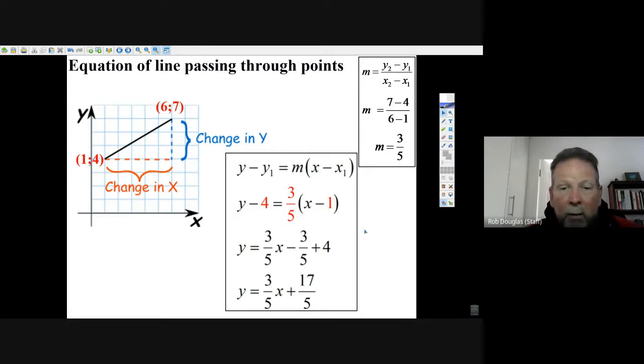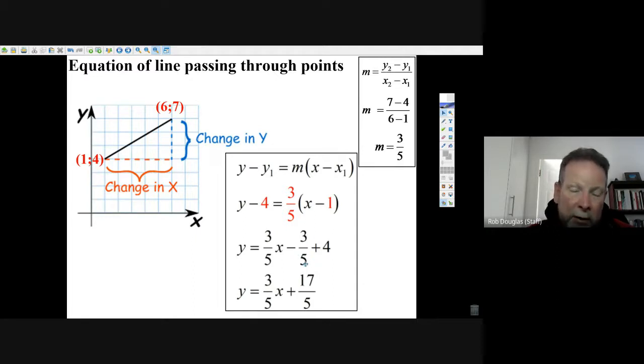Now all we have to do is just put it in the form of mx plus c, that's usually in the form y equals. Well, we just multiply it out. 3 over 5 times x is 3 over 5x. 3 over 5 times minus 1 is minus 3 over 5. Then we add 4 to both sides. Hey, we're just about there.